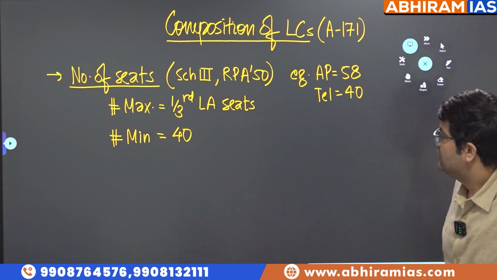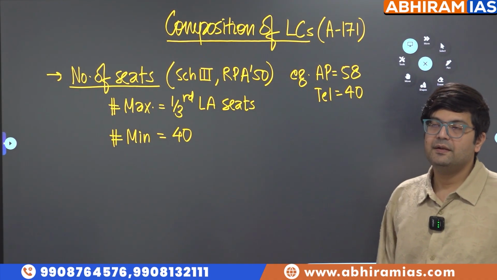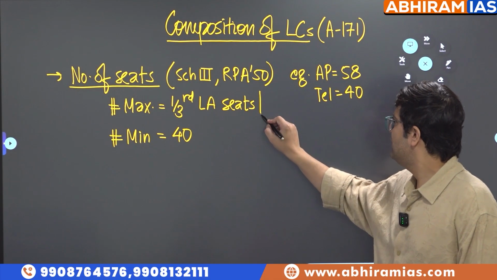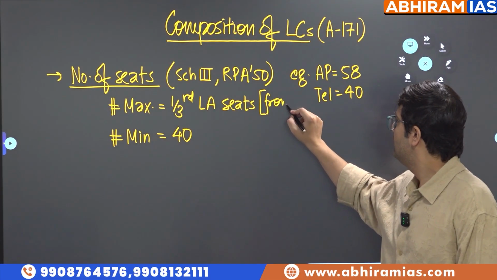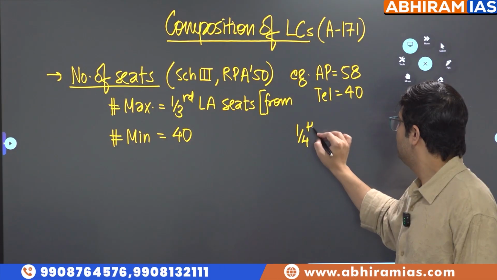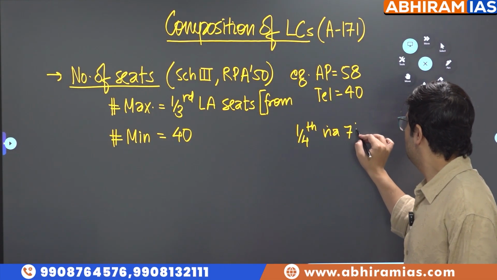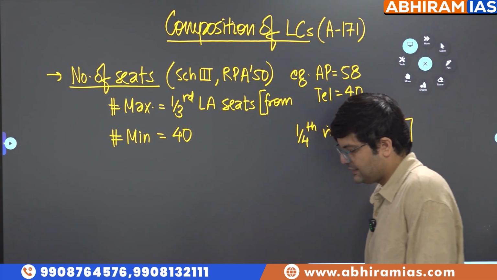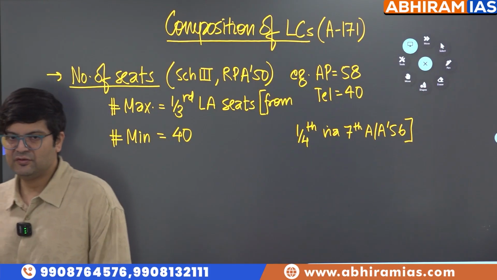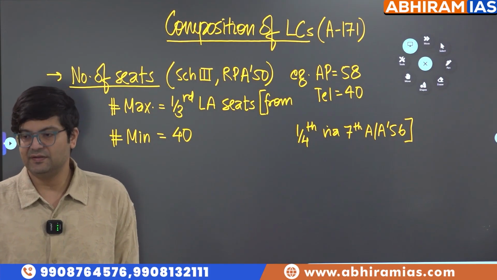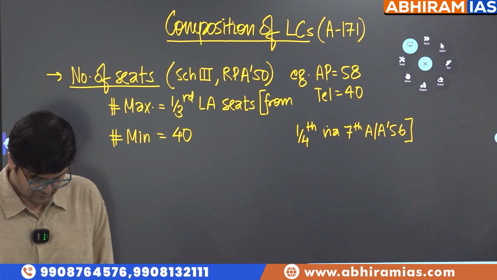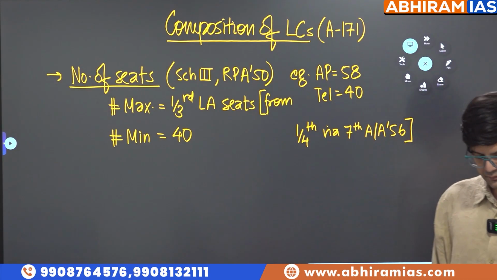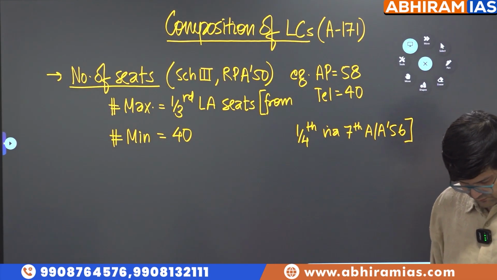Okay, this figure was earlier 1/4. In 1956, they changed it to 1/3. You can mention that also, though I don't think how important that is, but you can write in bracket 1/4 via 7th Amendment Act 1956. So earlier maximum was 1/4. Now we have changed it to 1/3. Done?